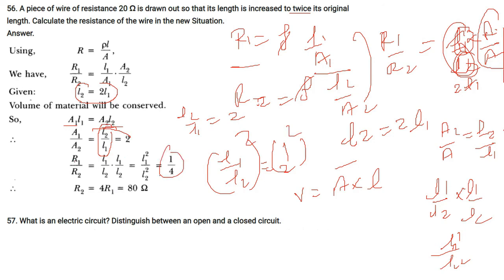So R2 is equal to 4 R1. Now R1 is given in the question, which is equal to 20. So 20 into 4 is 80 ohm. This is how we compute it.